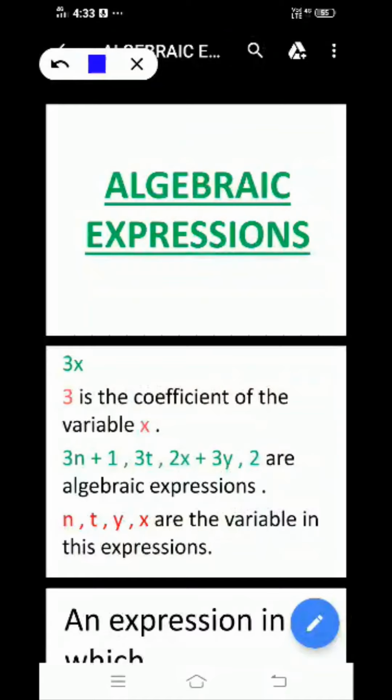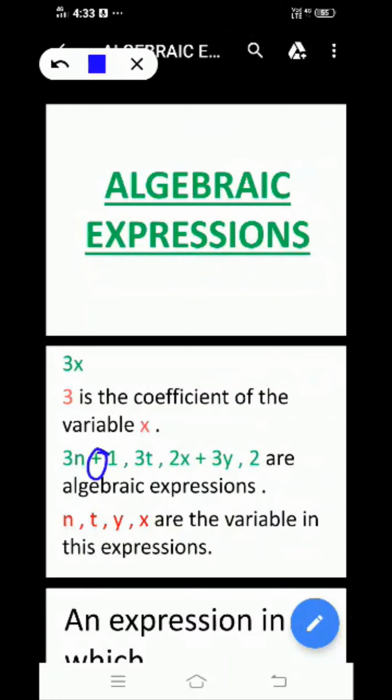Algebraic expression. Today I will explain the concept of algebraic expression. First, let's see what is meant by algebraic expression. An algebraic expression is built of variables, constants or integers, and operations such as addition, subtraction and multiplication. Means an algebraic expression is made up of variables, constants, integers and operations. All this forms an algebraic expression.